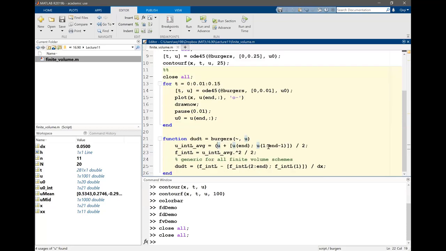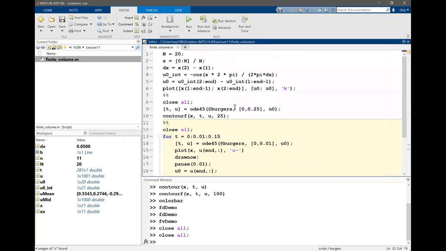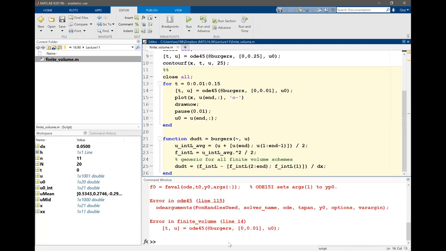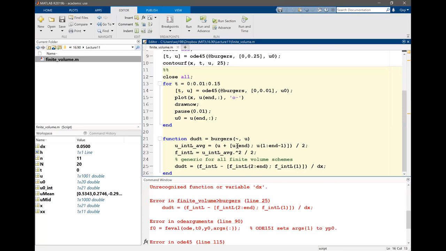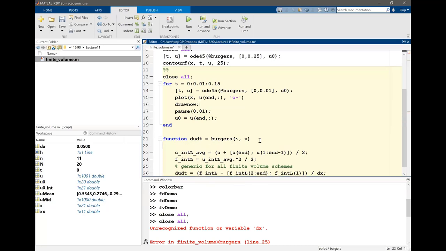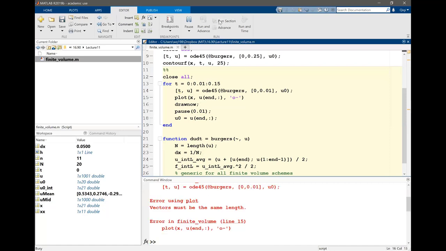All right, so with this, let's start looking at how our solution would look. Let's first run it this way. Oops. Okay, something's wrong. Unrecognized function dx. So I think I need to figure out n is equal to the length of the solution and dx is equal to 1 over n. All right, run this again.